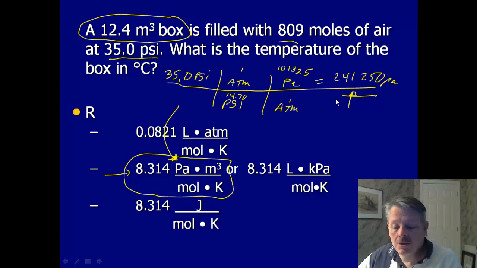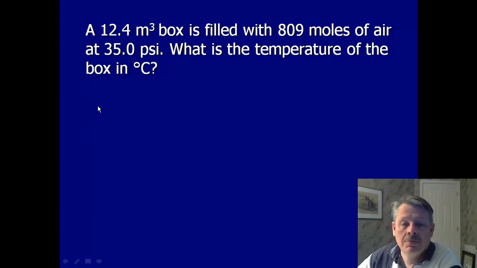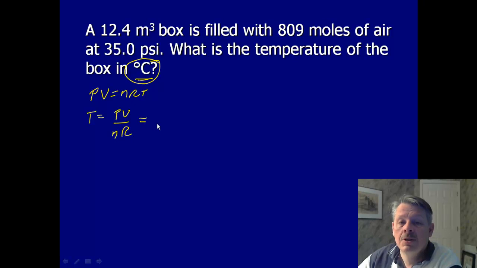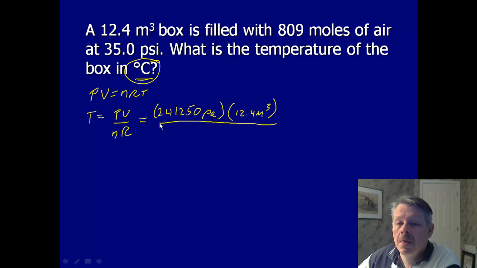All right, I'm going to go to the next slide so I have a little bit more room. Same problem, and we are doing PV = nRT, and we have to solve for temperature. Notice it's in Celsius. We're going to get it in Kelvin. So our temperature is equal to pressure times volume over number of moles times R. Our pressure, we just figured out, is 241,250 pascals, and our volume is 12.4 cubic meters, and our number of moles is 809 moles.